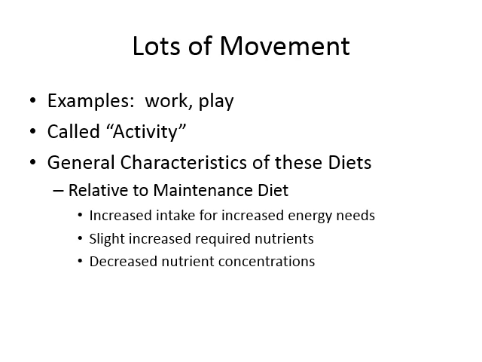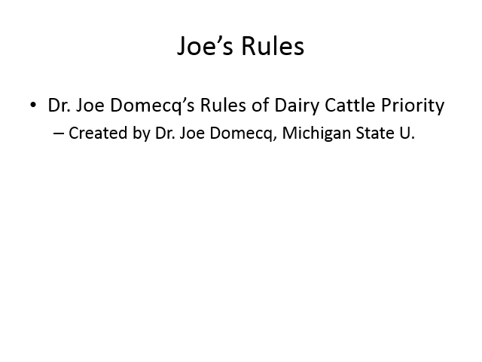So we have what the animals do: maintenance, building something, exporting a product, or activity. And then the question becomes, what is the priority for nutrients? We're going to introduce this concept with Joe's rules. Joe's rules are from Dr. Joe Domek, a professor at Michigan State University, and he came up with this list of rules.